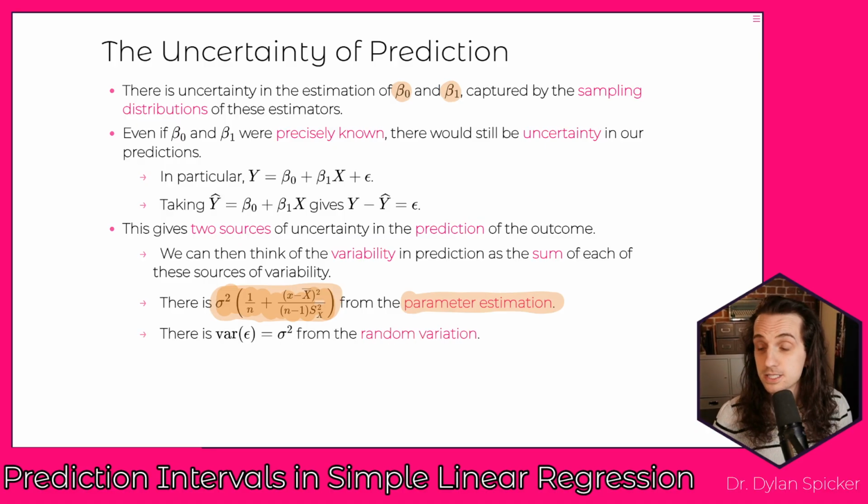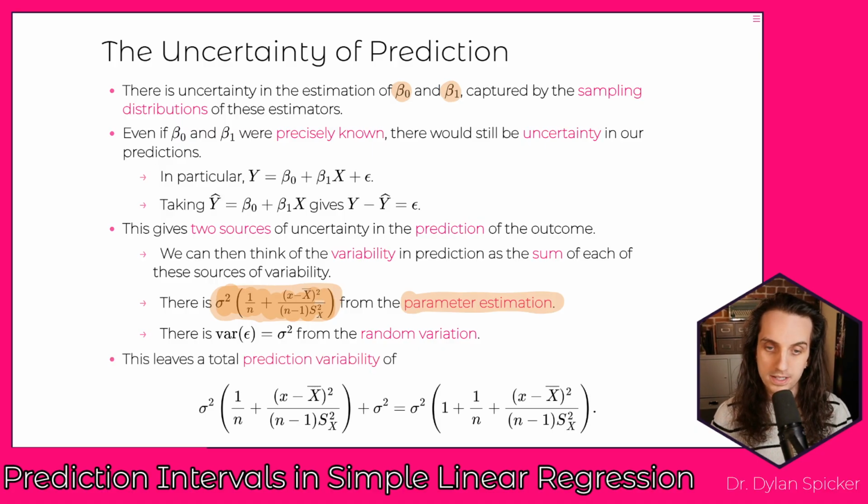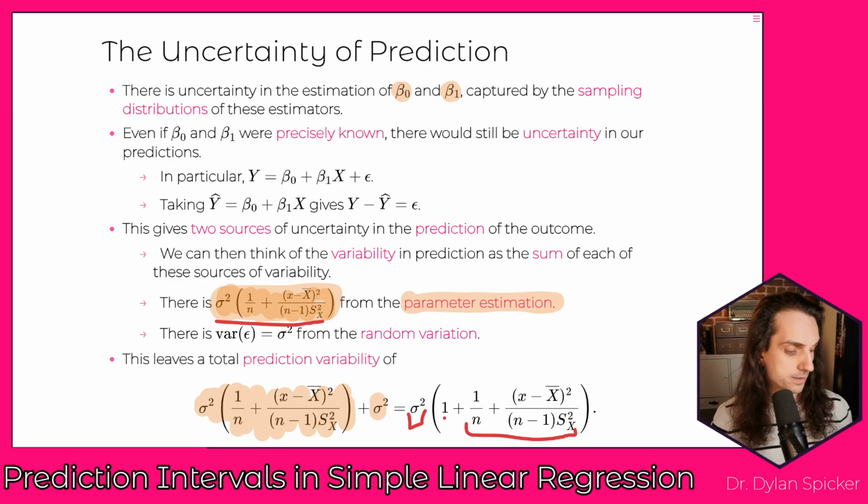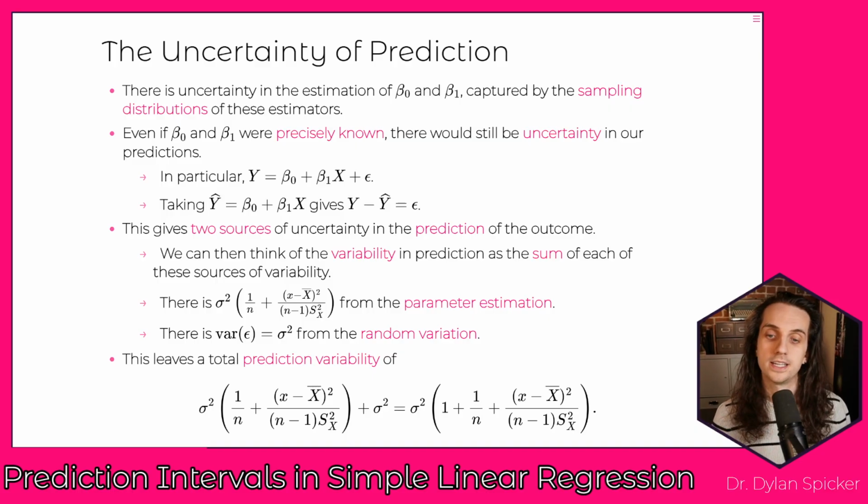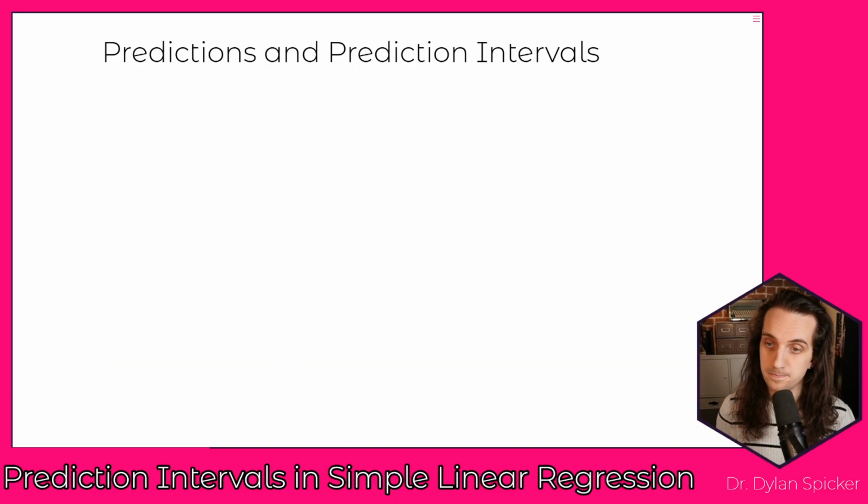We get a variance of sigma squared from the random component, which is just the variance of epsilon itself. This leads to a total prediction variability of sigma squared times 1 over n plus this component, that's the first piece, plus sigma squared. Written in a more condensed form, we get sigma squared times 1 plus the term that we had from our variability before. That's our total uncertainty, our total variance, if we're looking at this as a prediction problem.